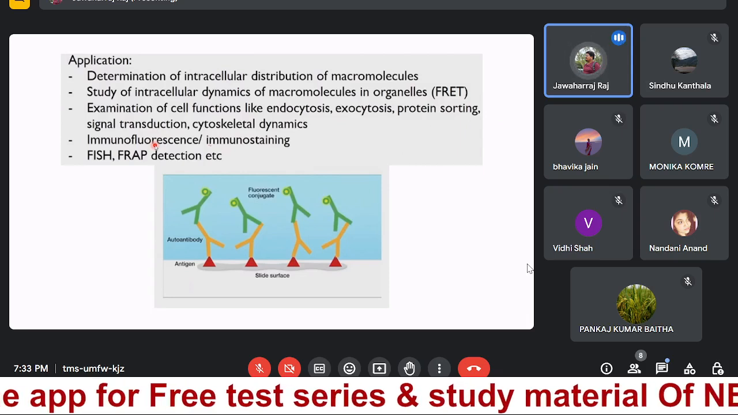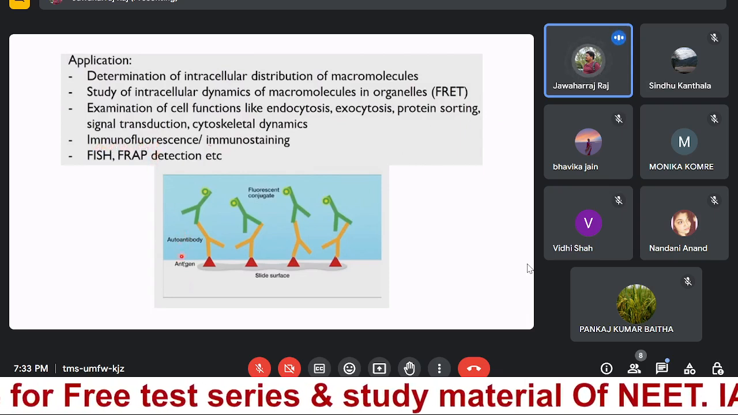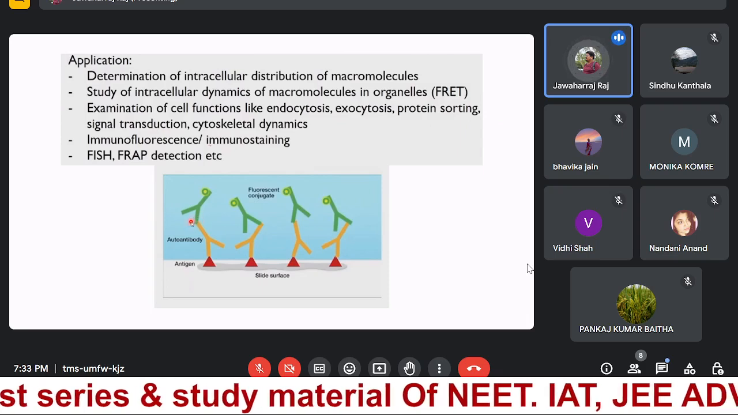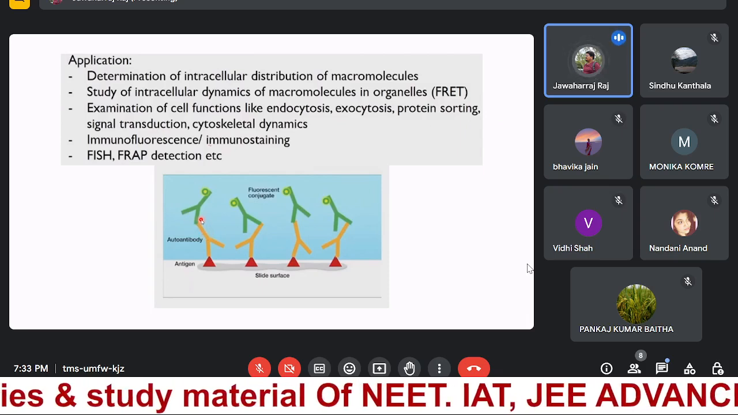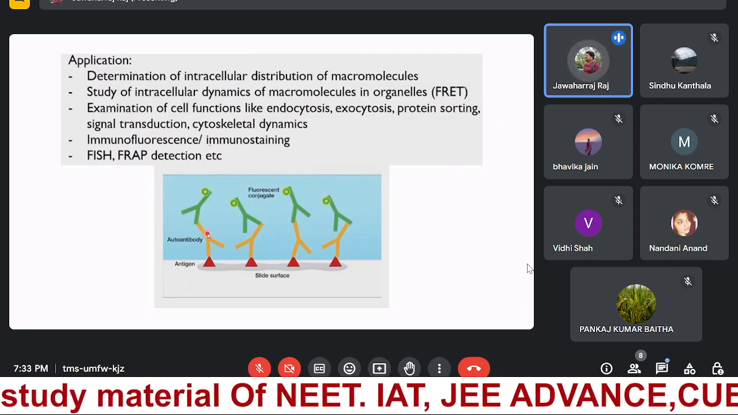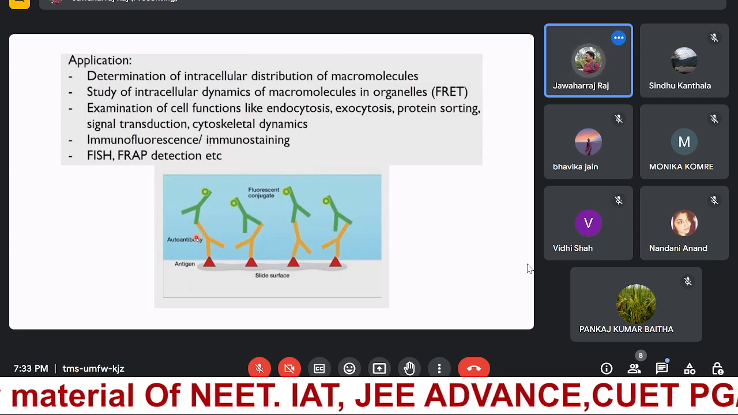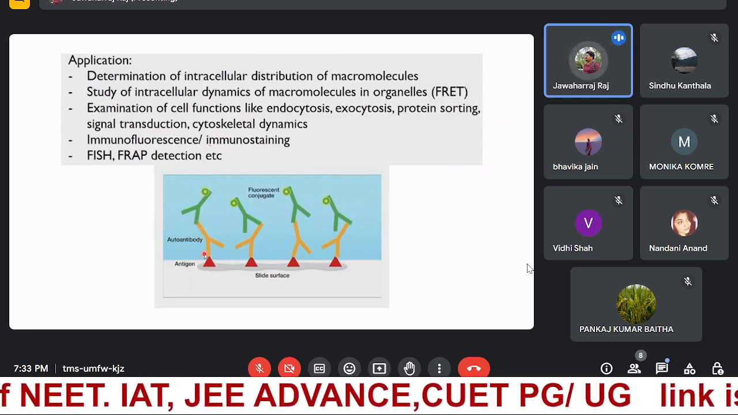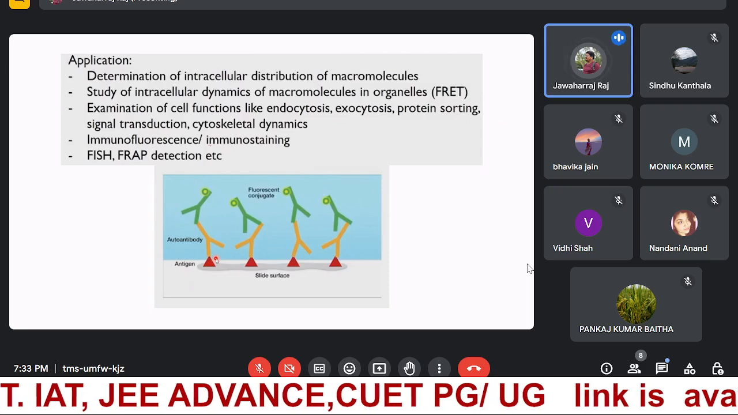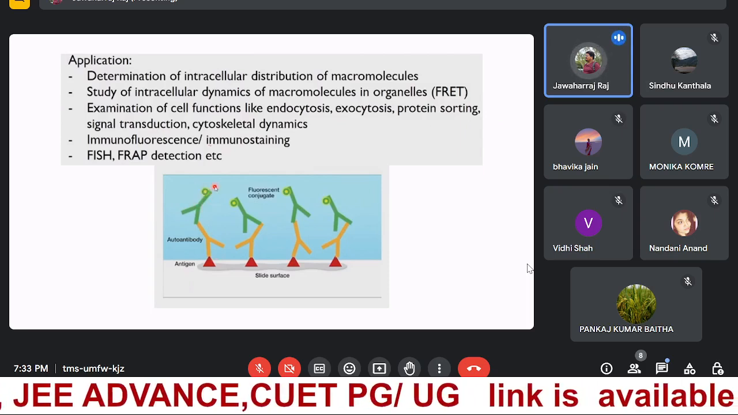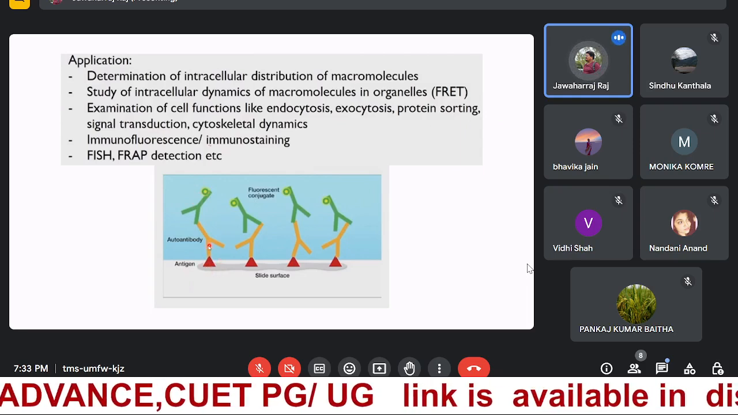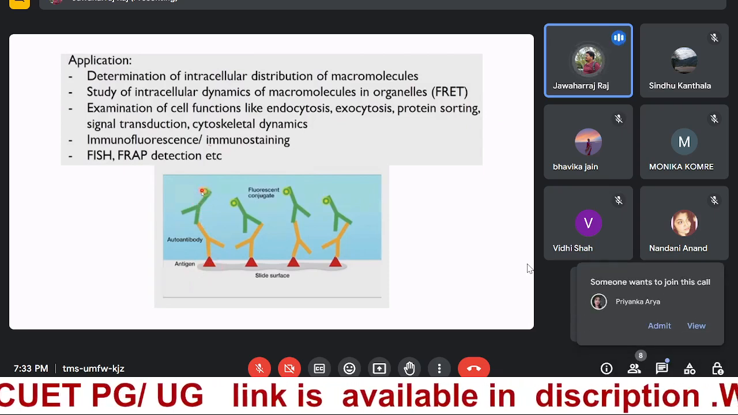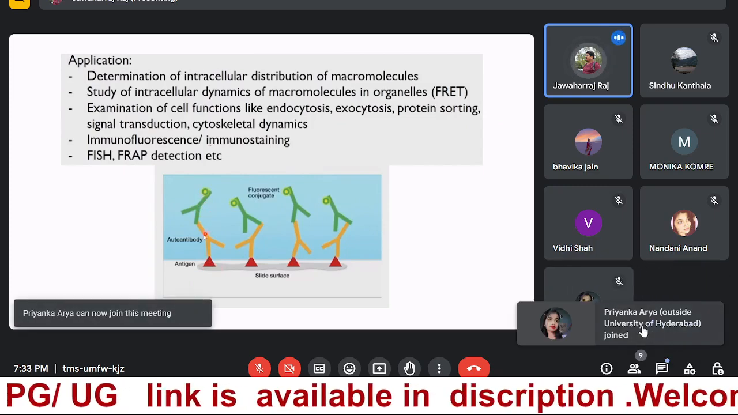the immunofluorescence. What is immunofluorescence here? Immuno, it is the antigen and antibody complex. Whenever an antibody is conjugated with a fluorescent dye, what will happen? This antibody will recognize the antigen in the slide and attach to it. The fluorescent dye will give color, so you can identify the antibody that is attached to the antigen by the fluorescence of the dye which is conjugated to the antibody.